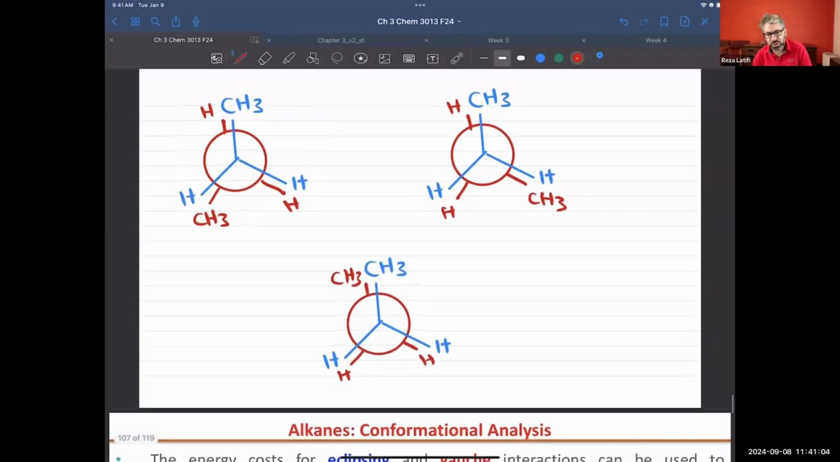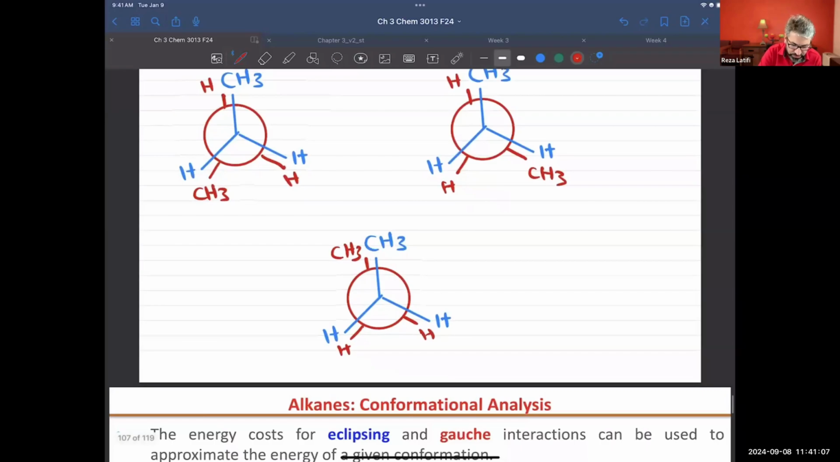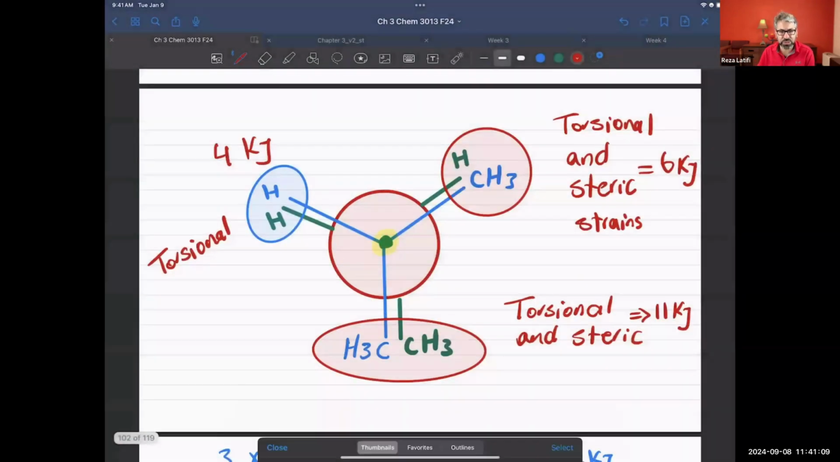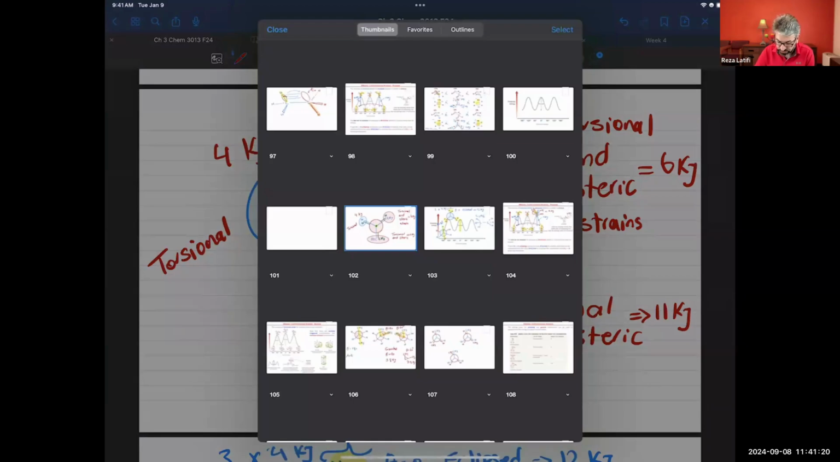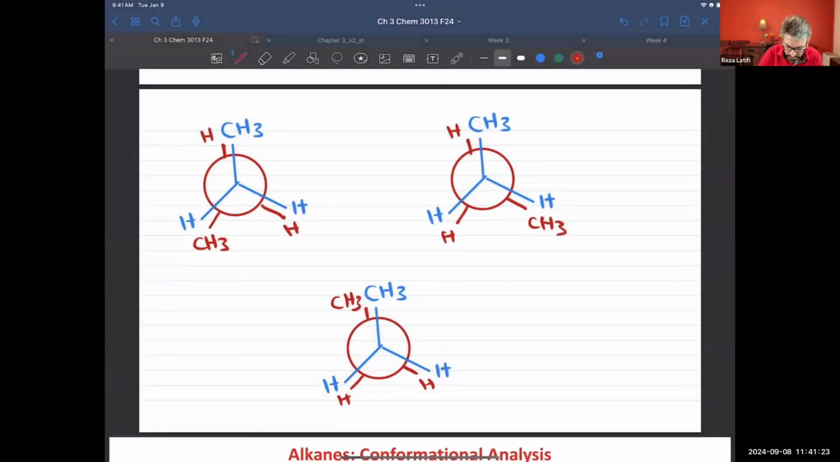Let's talk about their energies. Again, based on the diagram that I presented at the beginning, HH is 4 kilojoule, H-CH3 is 6, and methyl-methyl will be 11. Keep this one in your mind. Now let's go after the energies. These two will cost us 4 kilojoule. Here, 6 kilojoule, and this one will be 6 kilojoule.